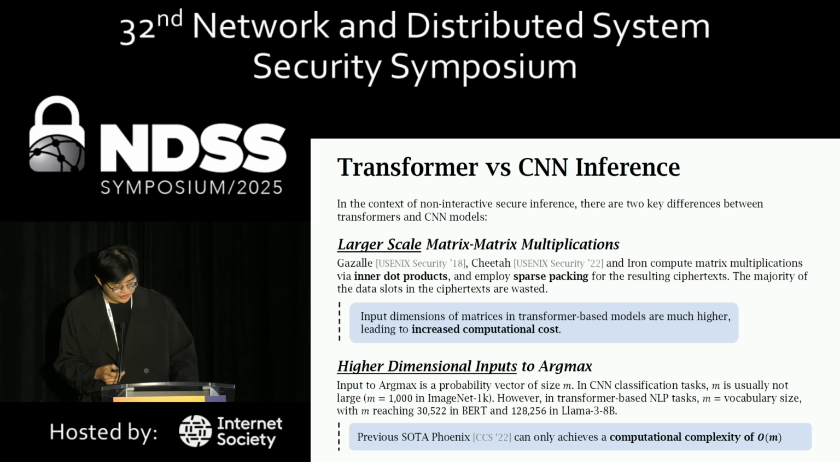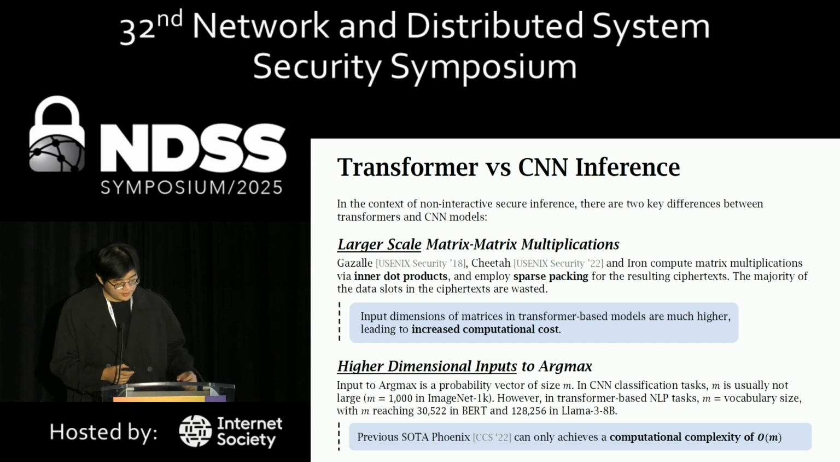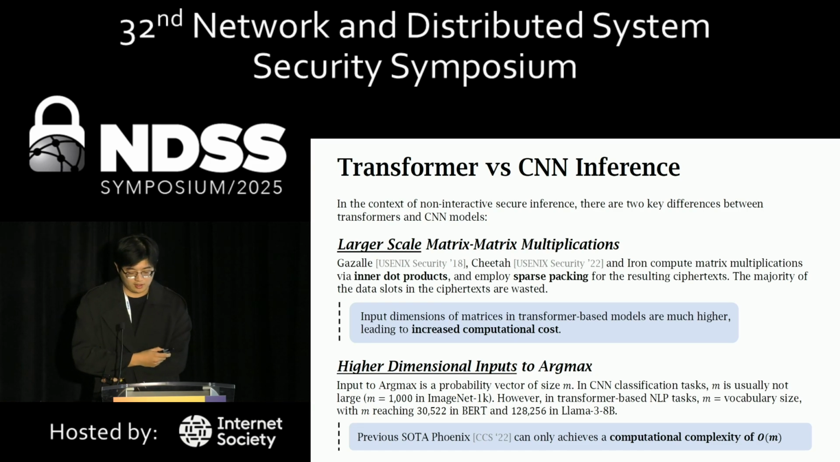Secondly, higher dimension inputs to Argmax. The last layer of both CNN and transformer is Argmax, whose input is a probability vector, with each entry being the probability of an output label candidate, where there are m labels in total. The inference output is the label with the highest probability. Currently, the state-of-the-art FHE algorithm for Argmax was presented by Phoenix in CCS 22, which demonstrates a computational complexity of O(m).